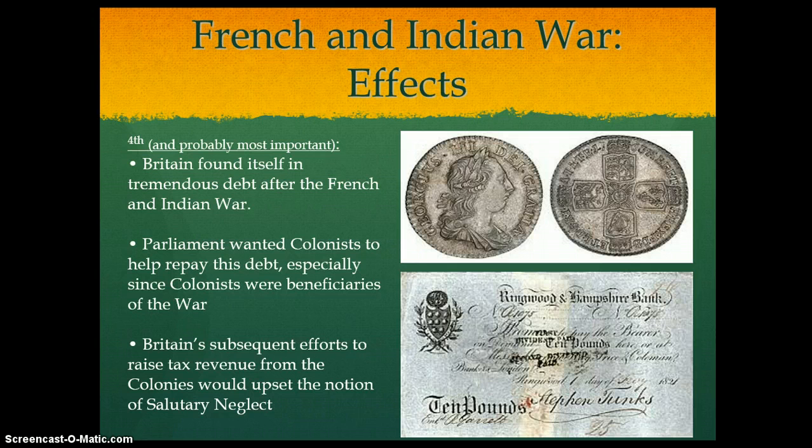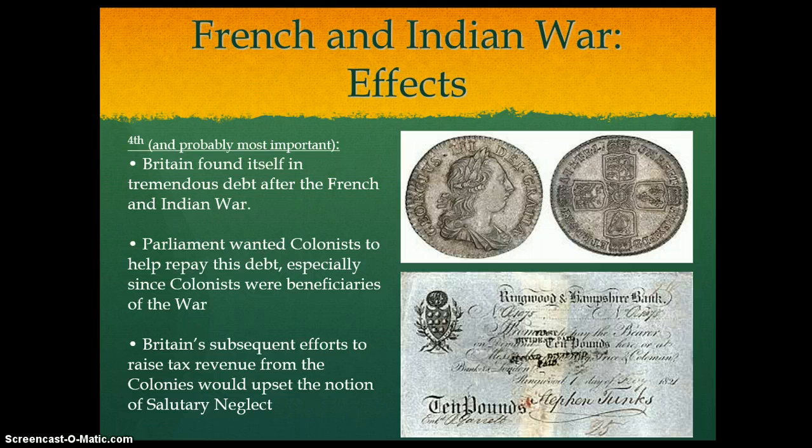So because the colonies cost so much money to protect, and since a whole lot of the war was fought over the colonies, Parliament understandably wanted the colonists to help repay the debt. In addition to the fact that most of this war was fought in the colonies, the people who benefited most from the outcome of the war with the English victory were the colonists. So this was Parliament's sort of thinking when they came out with their new plan to raise a lot of their revenue to finance the war from the colonies.